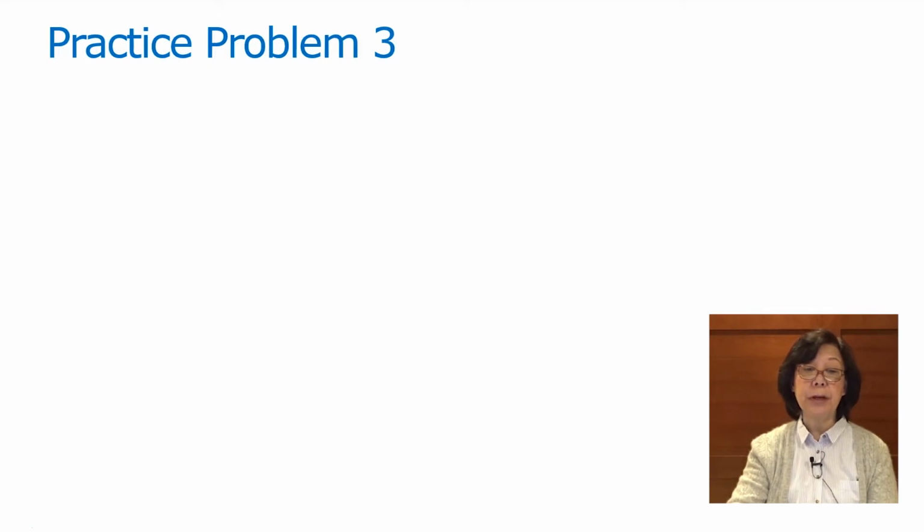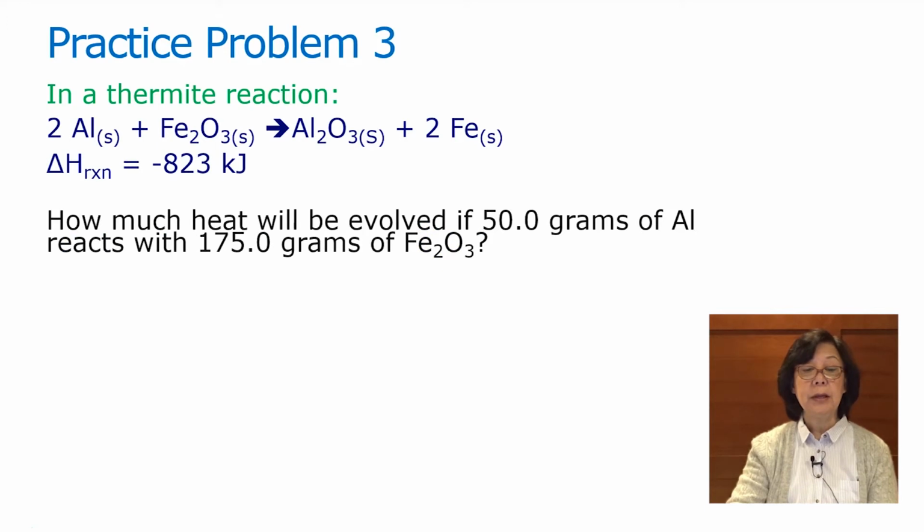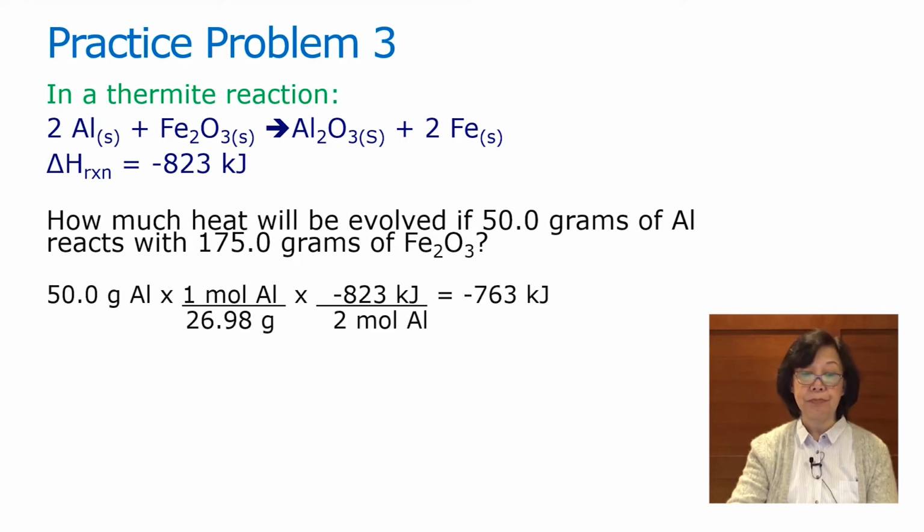Practice problem number 3. In a thermite reaction, the reaction between aluminum and iron oxide to form aluminum oxide and iron, the enthalpy change of the reaction is negative 823 kilojoules. How much heat will be evolved if 50 grams of aluminum react with 175 grams of iron oxide? Obviously, this is a limiting reactant problem, and we have to calculate the heat generated by both reactants and compare them to decide which is the smaller amount of heat released.